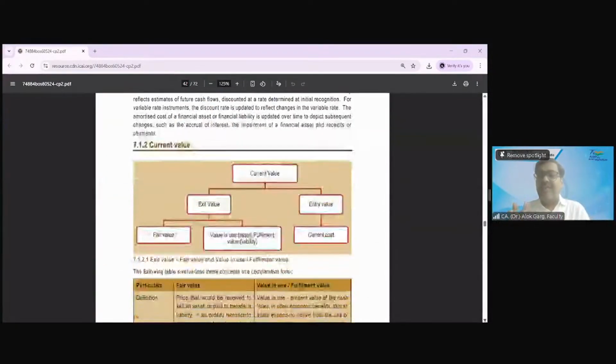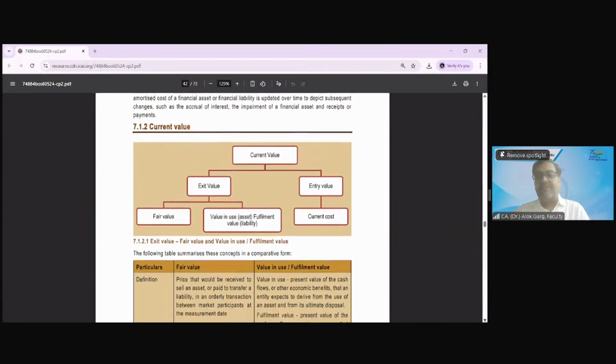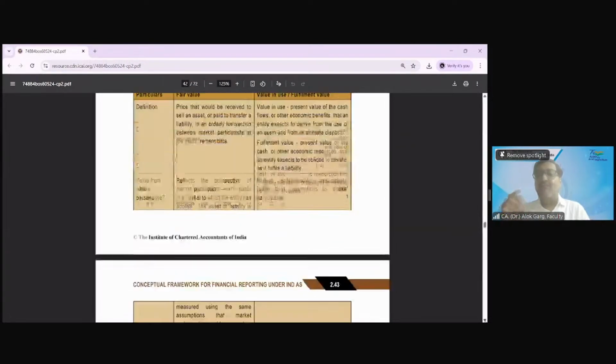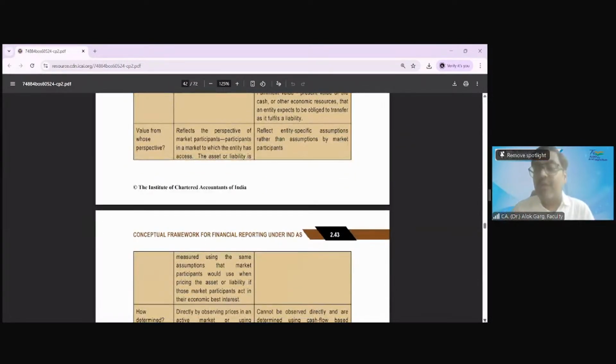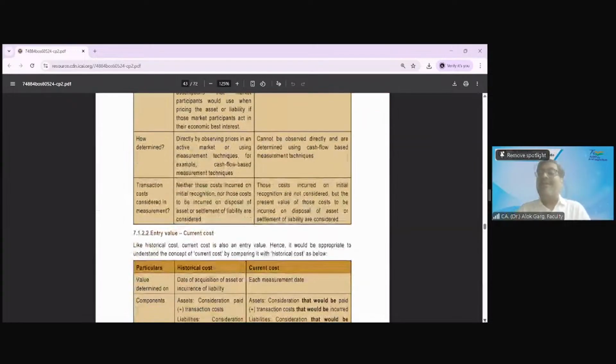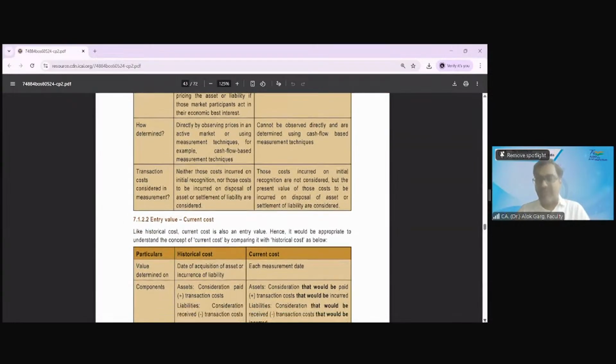If you see, the language is a little technical, but not to worry. This is a conceptual framework. Whatever you understood, or whatever I have explained and whatever you read in the respective Indian Accounting Standard, you have to write in your own language, like your fair value. You read this fair value concept in detail in Ind AS 113 Fair Value Measurement, right?